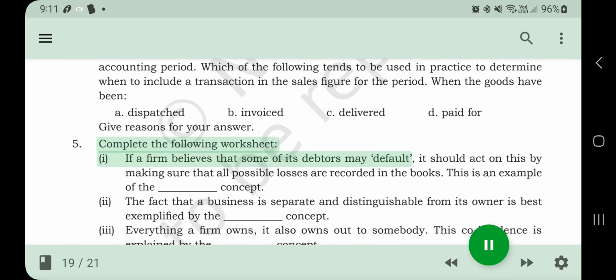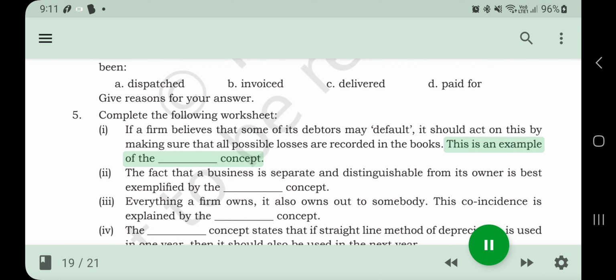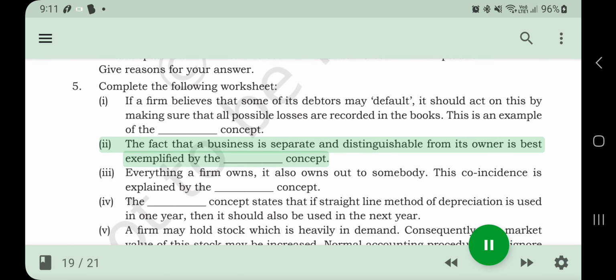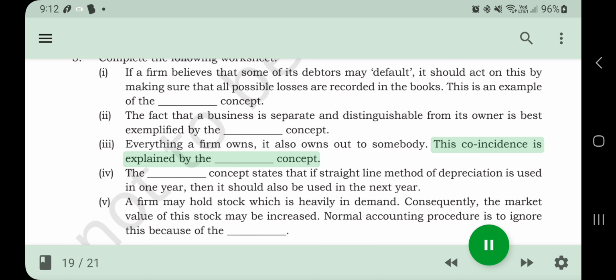5. Complete the following worksheet. I. If a firm believes that some of its debtors may default, it should act on this by making sure that all possible losses are recorded in the books. This is an example of the ____ concept. II. The fact that a business is separate and distinguishable from its owner is best exemplified by the ____ concept. III. Everything a firm owns, it also owes out to somebody. This coincidence is explained by the ____ concept.